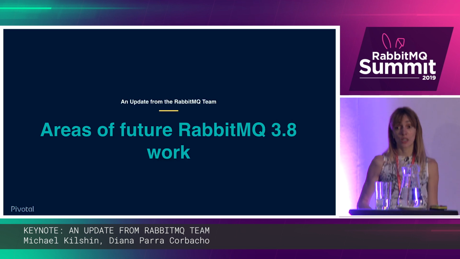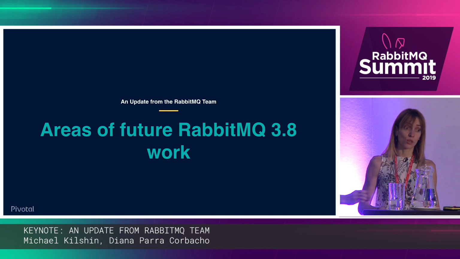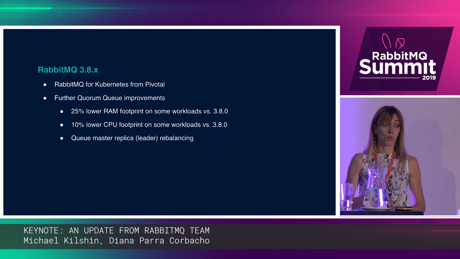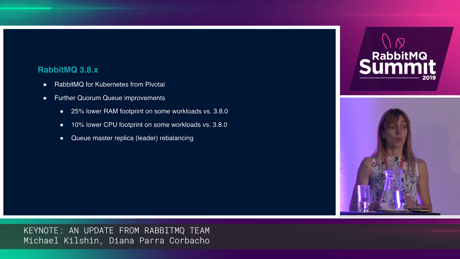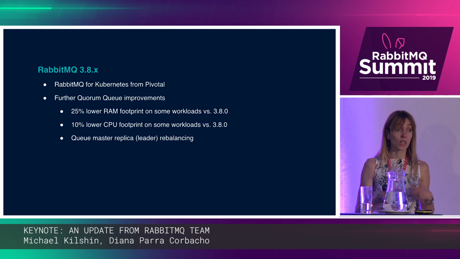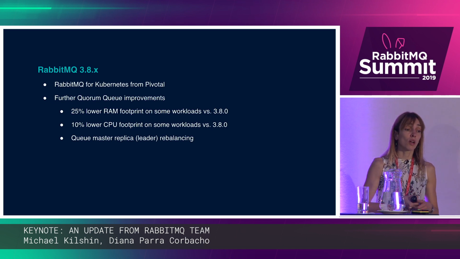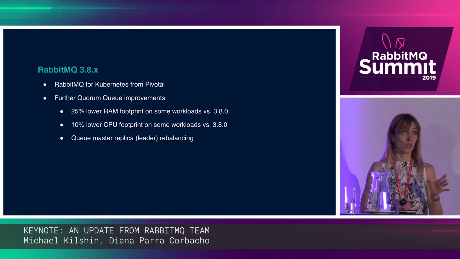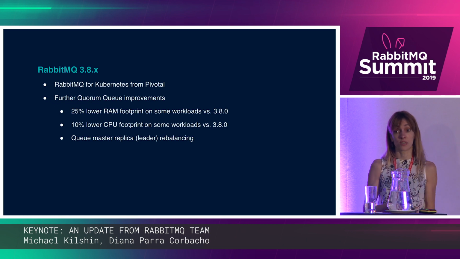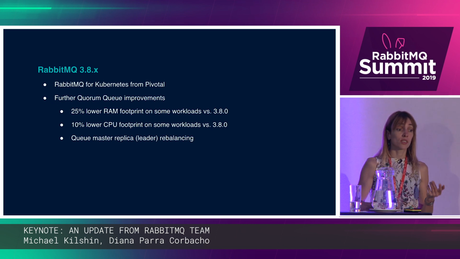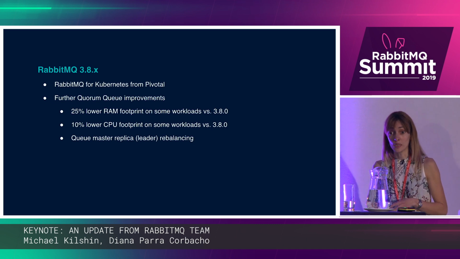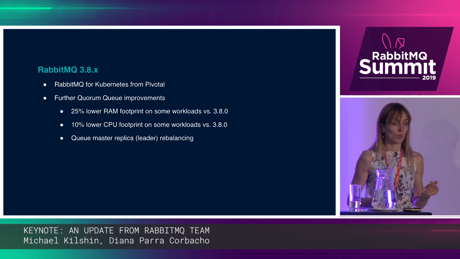So even though 3.8 is out, we haven't finished working on it, and it's not only bug fixes. We are working on implementing RabbitMQ for Kubernetes from Pivotal, and we are doing quite a few quorum queue improvements. As you know, it's a new feature, so it's still maturing. But we have already managed, from the 3.8.0 to the 3.8.1 release, to lower the memory footprint by 25% for some workloads, and the CPU footprint also by 10% for some use cases. So this already is some achievement.